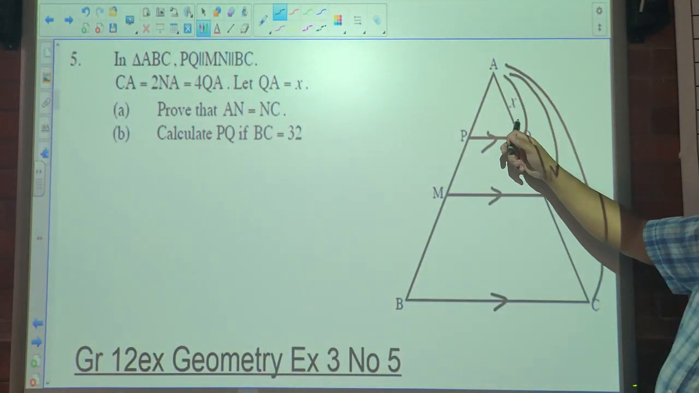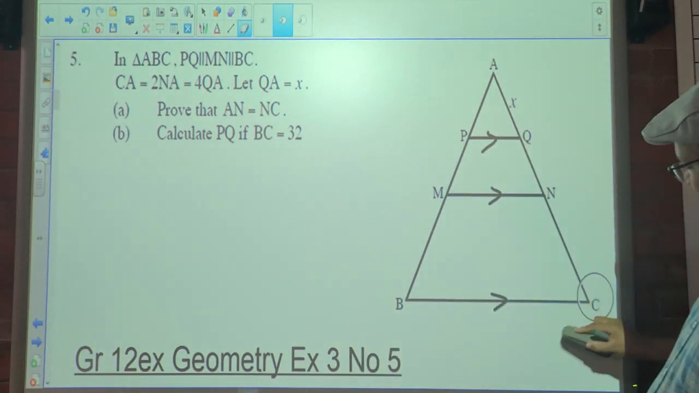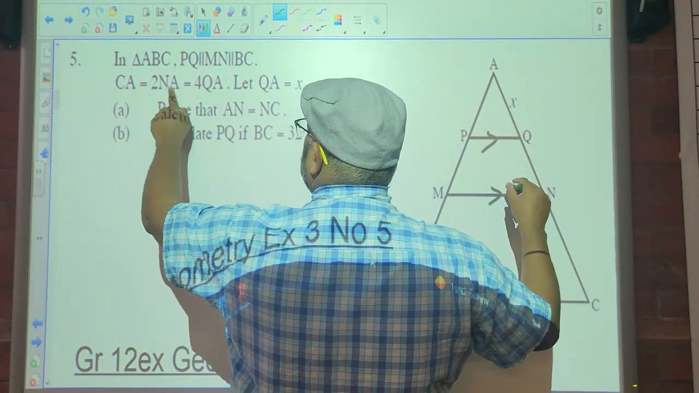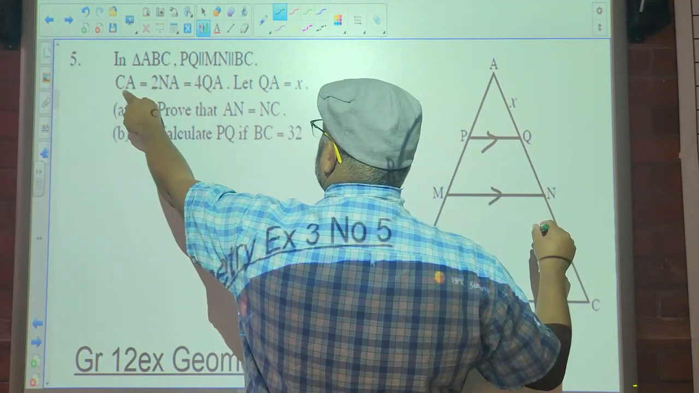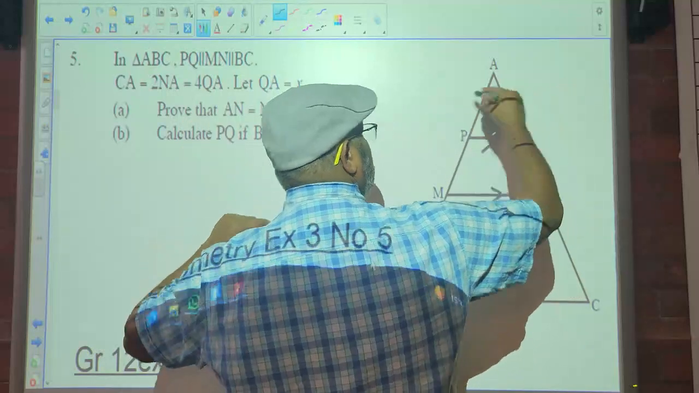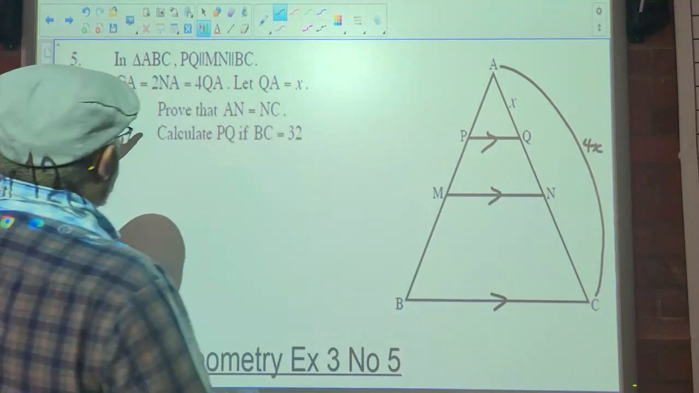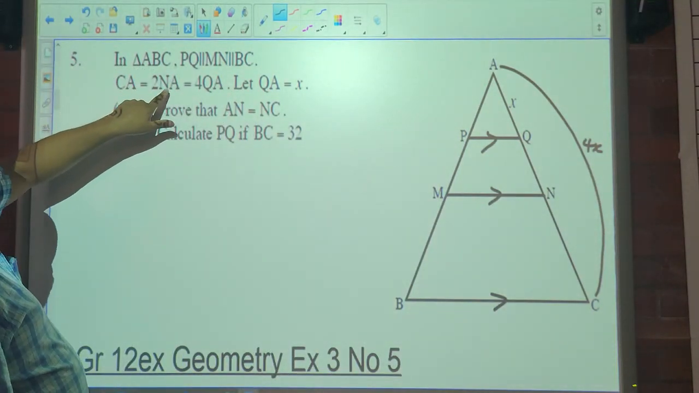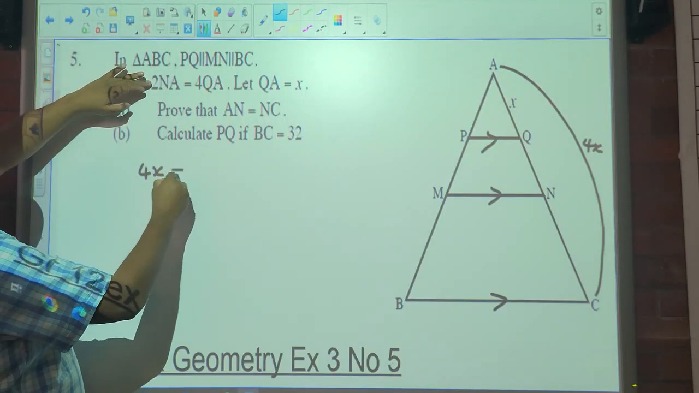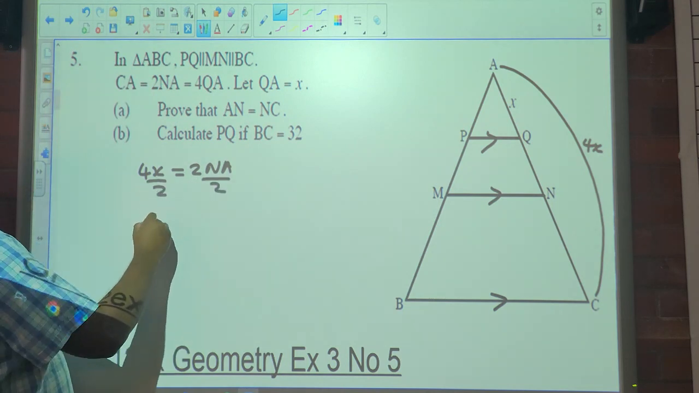But QA was marked X, not so? So if QA is X, but CA is 4 times QA. Can you see that, people? QA is X, so CA is going to be 4x. So that's given to us, yes. But CA is twice NA. So 4x is equal to twice NA, so NA is equal to 2x.